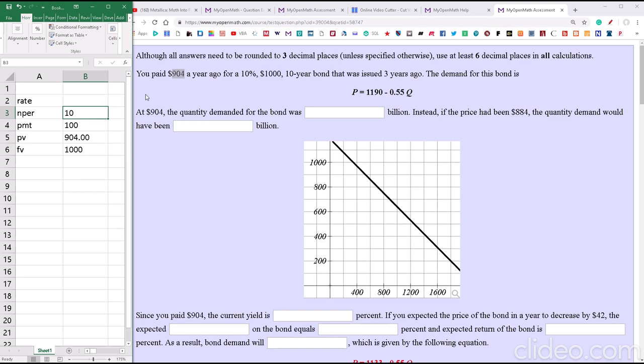The number of periods is kind of odd because the bond was issued 3 years ago, so we missed out on the first 3 payments. There were only 7 left. So I'm going to change this to equal 10 minus 3. There's only 7 payments left. Okay.